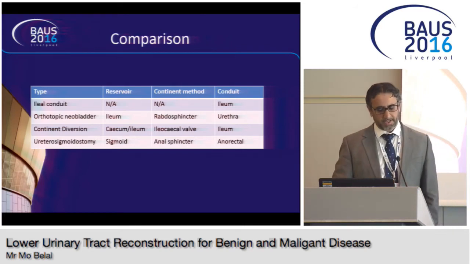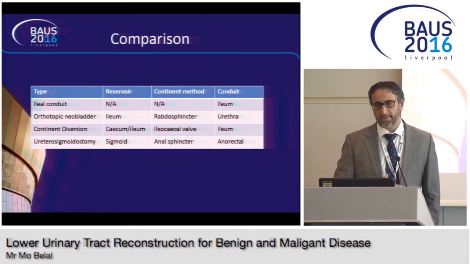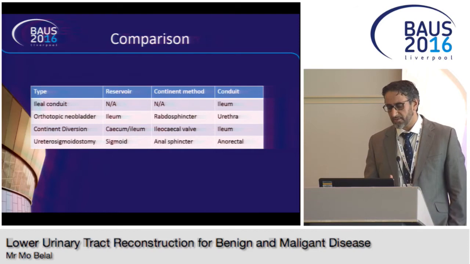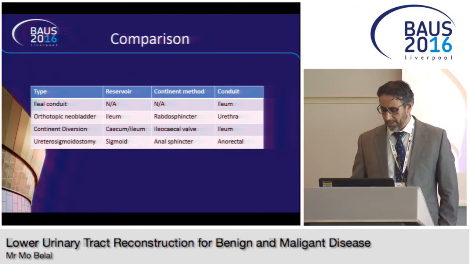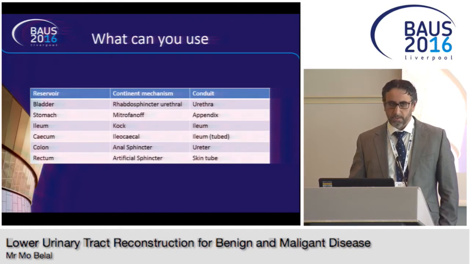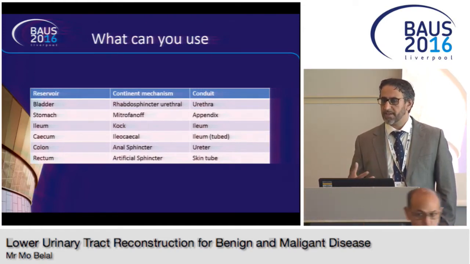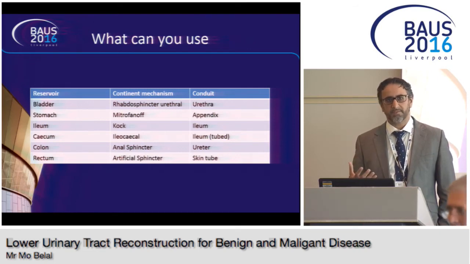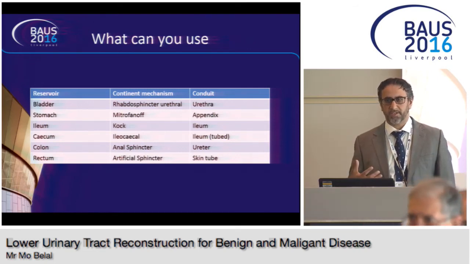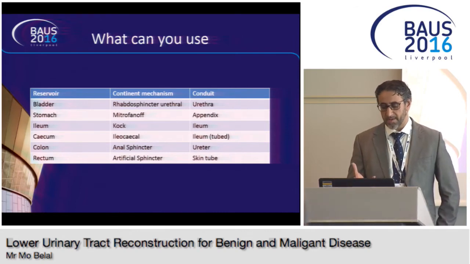Dan Wood will no doubt talk about the ureterosigmoidostomy, and again, that's using the anal sphincter as the continent mechanism, and the anorectum as a conduit per se. So what can you use? In fact, you can use so many different things, and hence why you have so many different surgical techniques on essentially the same principles.